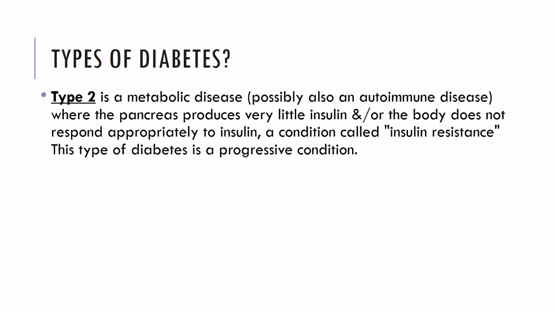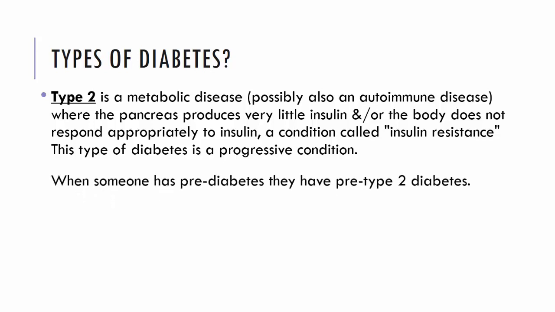Type 2 diabetes, which accounts for about 90 to 95% of the diabetes here in the United States, is a metabolic disease, possibly also an autoimmune disease, where the pancreas produces very little insulin and or the body does not respond appropriately to that insulin. That's, again, the condition called insulin resistance. This type of diabetes is a progressive condition, meaning that it can get worse over time.